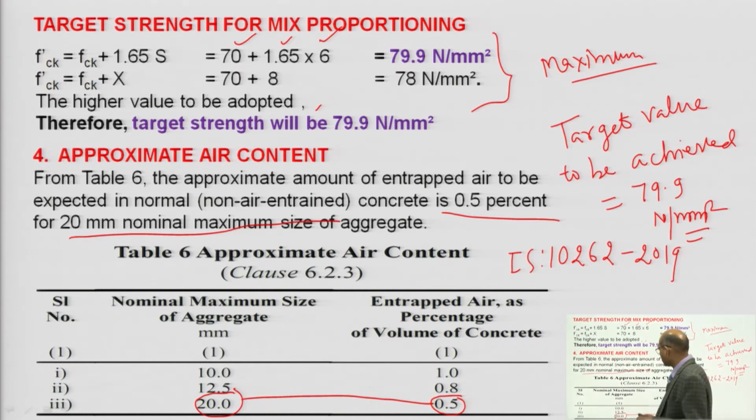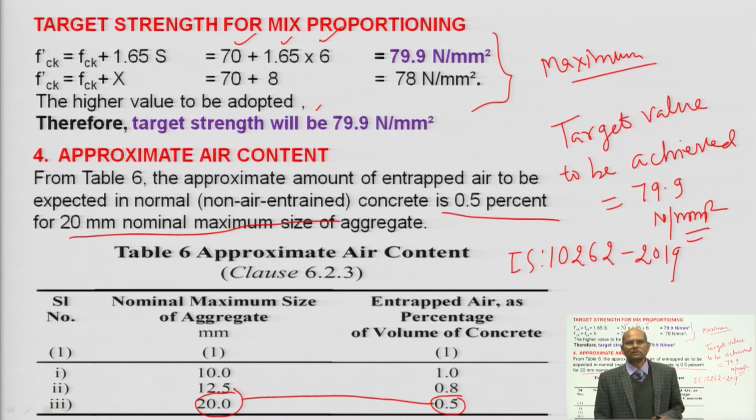As the size of aggregate reduces, it will become 1. So in normal concrete air content will be around 1%, because here paste is more. If paste is more, it occupies more area, so air content is less, and so you can get better strength.